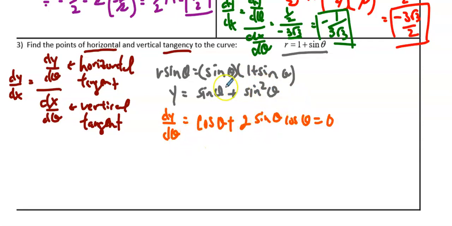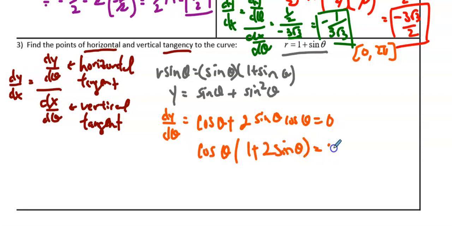So here's our derivative. We've set it equal to 0. And so we've got to figure out what intervals. Usually they would give us 0 to 2 pi. So let's just assume that we're looking to find where this polar graph has horizontal tangents on the interval from 0 to 2 pi. Well, now we're going to take out the cosine of theta. And we'll be left with 1 plus 2 sine theta is equal to 0.